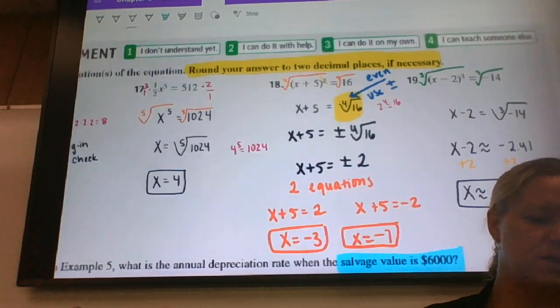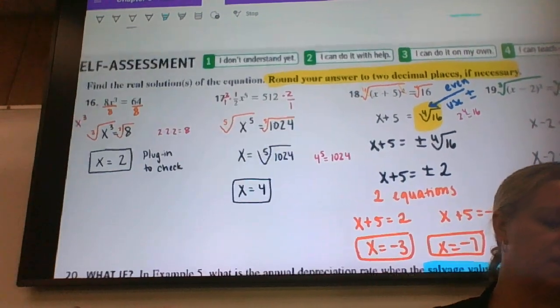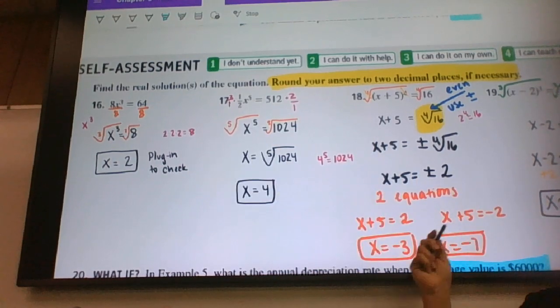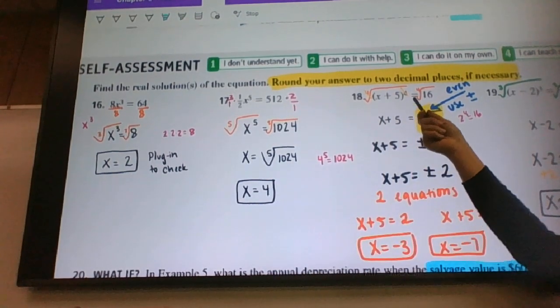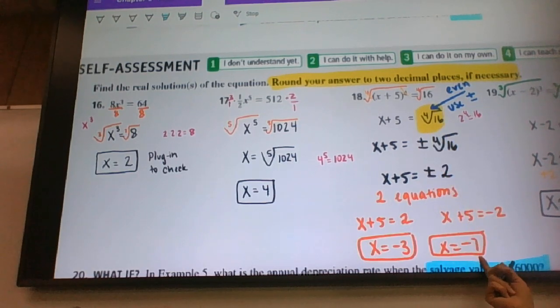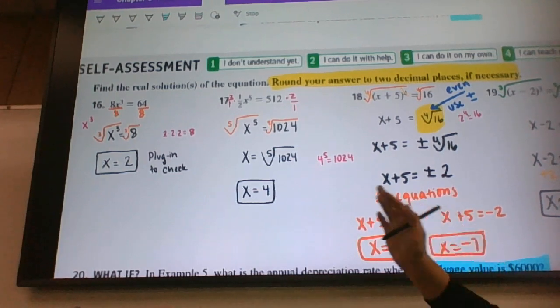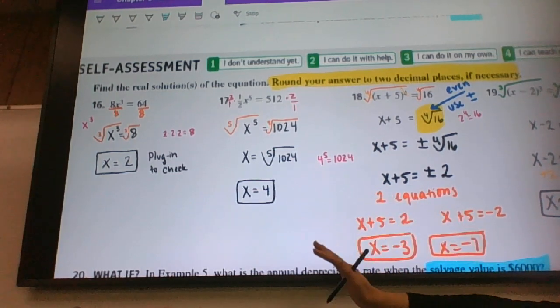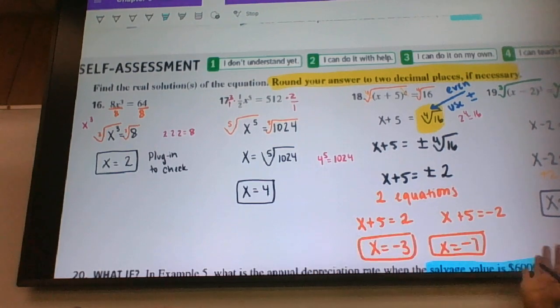So, there are four problems here, and the only one that requires a plus or minus is number 18 because it's an even root. So everybody take note of that. Obviously, it's very easy to forget if I didn't do it. Especially because what I'm finding particularly in this set of problems is there's so many odds.